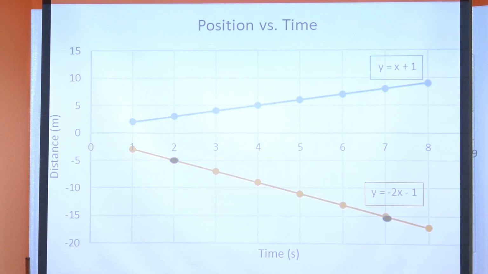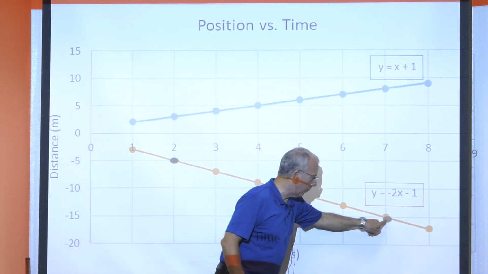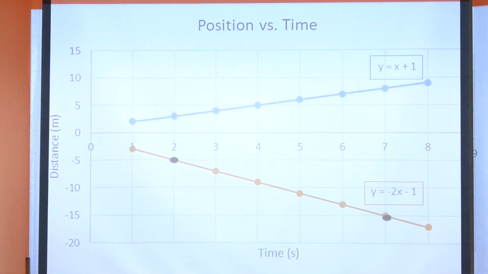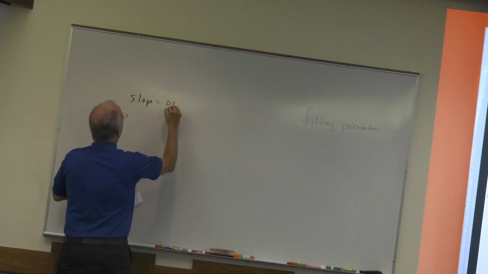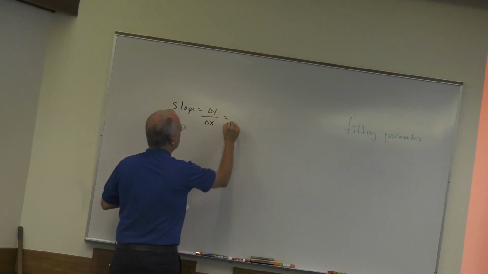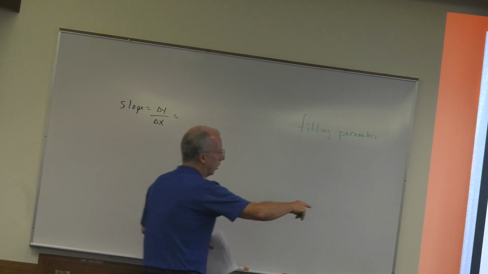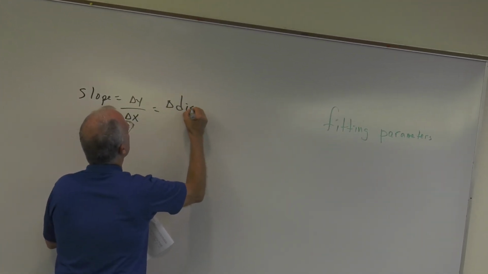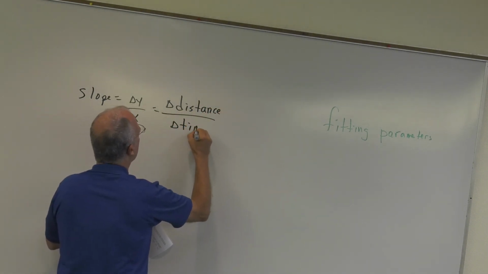Okay, let's see if you did it right. You can pick any two points, right? So I'm going to pick this point and this point because they're pretty much on the intersection of the axes. The slope is the change in y over the change in x. Some people say it's the rise over the run, whatever you want to call it. And so the y-axis is the change in distance over the change in time.